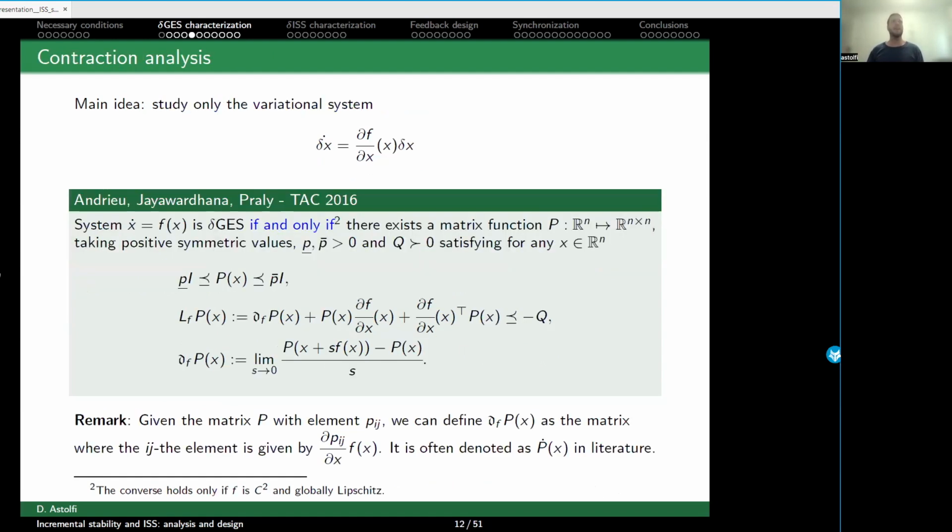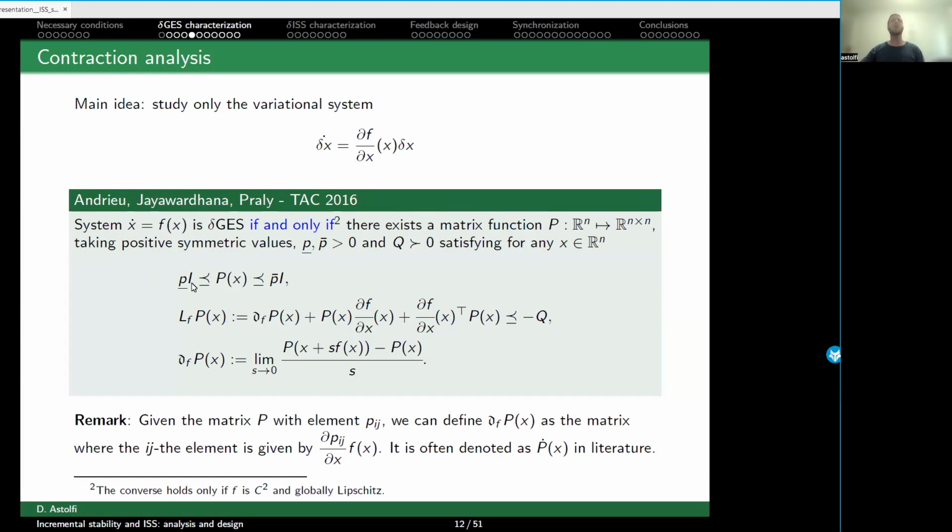Finally, we have another approach characterizing incremental stability properties, which is the one denoted as contraction analysis, which in the last few years is very popular. The main idea of contraction analysis is to study just the variational system, so delta x, and we have the following result, claiming that a system x dot equal to f of x is incrementally globally exponentially stable if and only if we can find a matrix P that depends on x, which takes positive symmetric values, and some other bounds, such that the following two inequalities are satisfied.